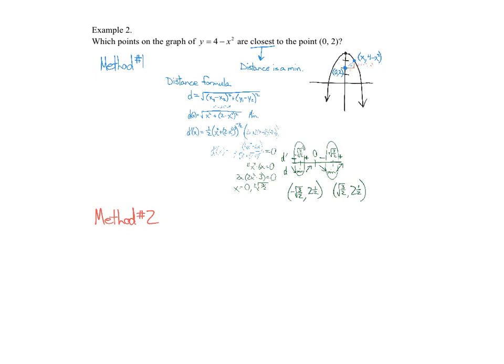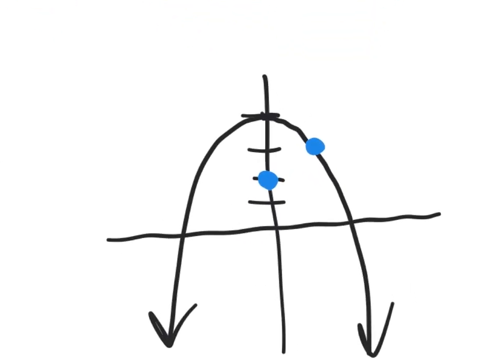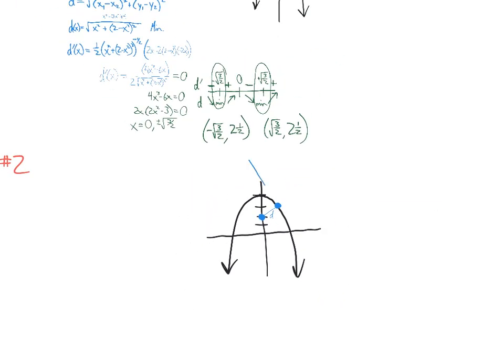So in other words, if I were to take that same graph, let me sketch it again here. And here's my point 0, 2. And here's the point that I want, okay? The shortest distance will be when that segment there is at a 90-degree angle to the curve. In other words, it will be perpendicular to the tangent. Okay?